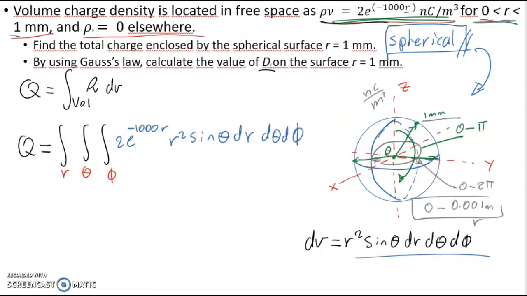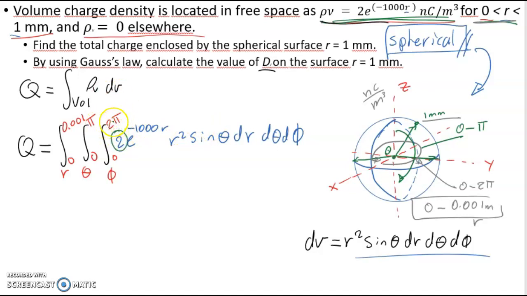We set the limits. Radius from 0 to 0.001. Theta from 0 to pi. Phi from 0 to 2 pi. And we start integrating by the easiest, and to see how we can actually simplify stuff.